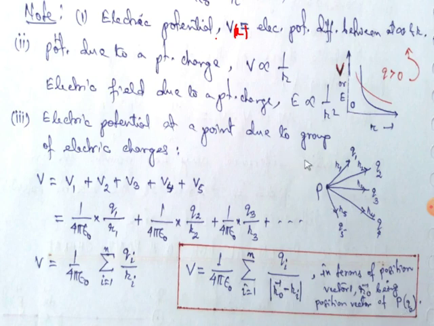Suppose, within a frame of reference, this is the x-axis, y-axis, and origin somewhere here. If we know the position vector, then we can also express it in terms of the position vector of this point of observation. If you want to write it like that, it will be the R0 vector minus the Ri vector, where i goes from 1 to n. That means for all those charges, right? Yes.